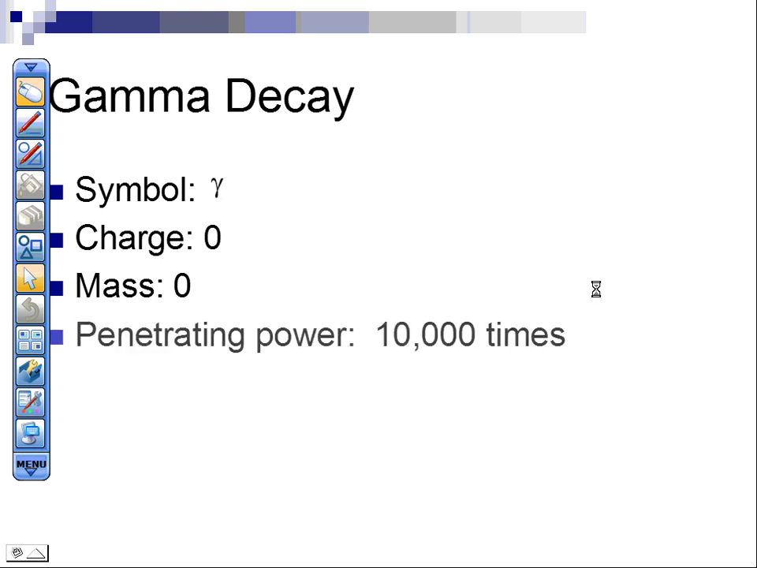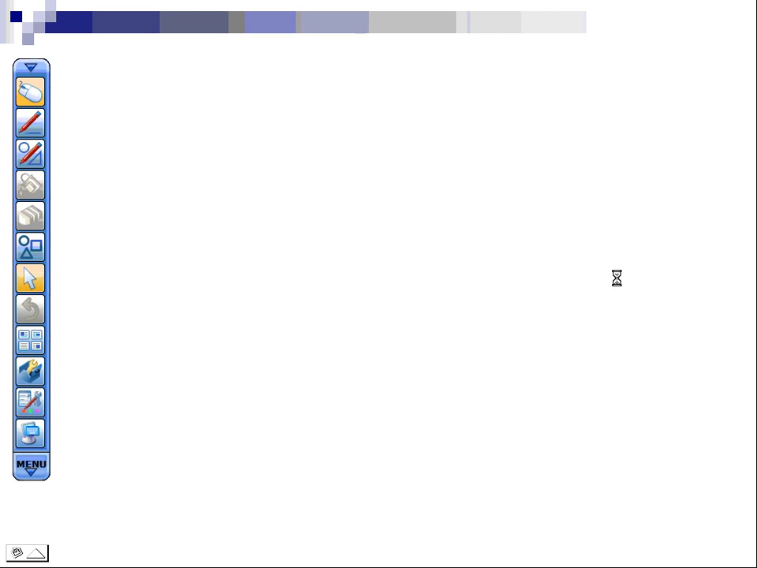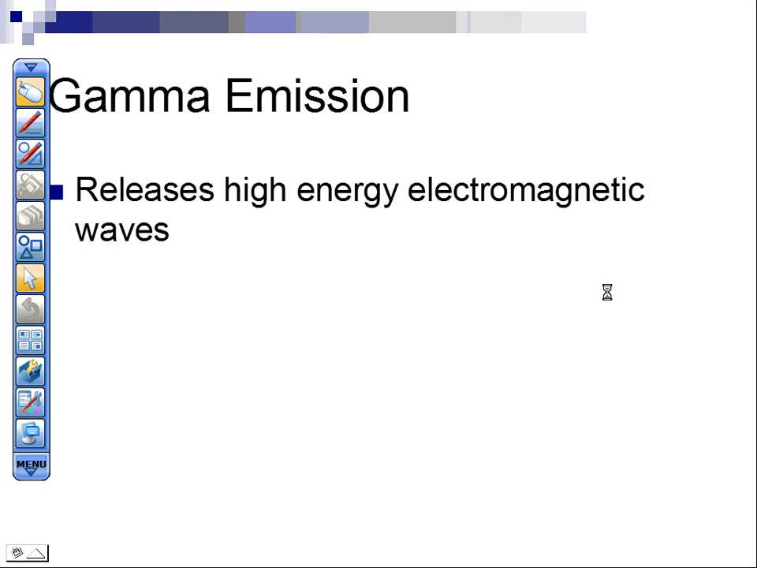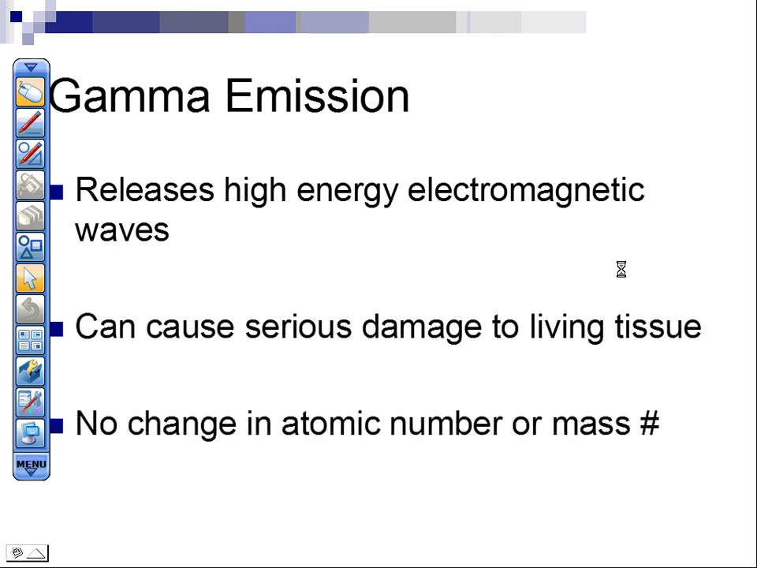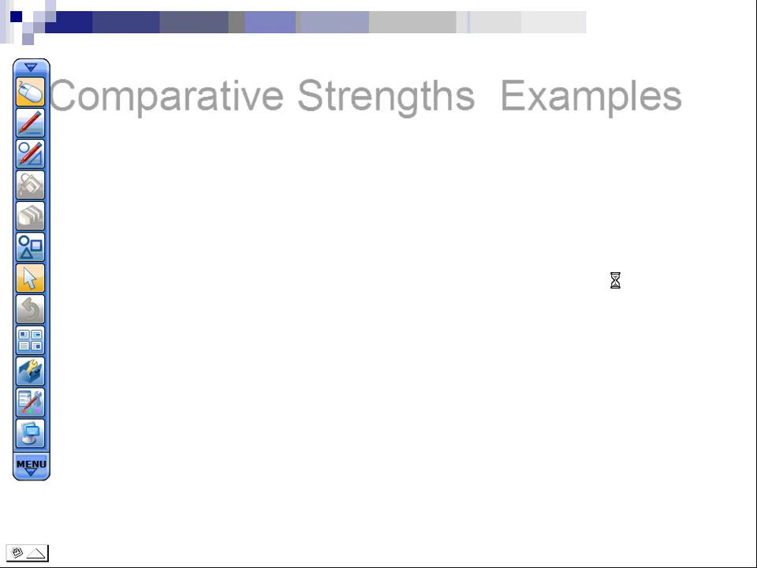I want you to know that it has a penetrating power of 10,000. It's the one that causes cancer, the gamma radiation that's given off during nuclear decay. It's what can hurt you. So that's the main thing I want you to know about gamma: it's a high-energy electromagnetic wave, it causes damage to your tissues, and there's no change in the numbers.